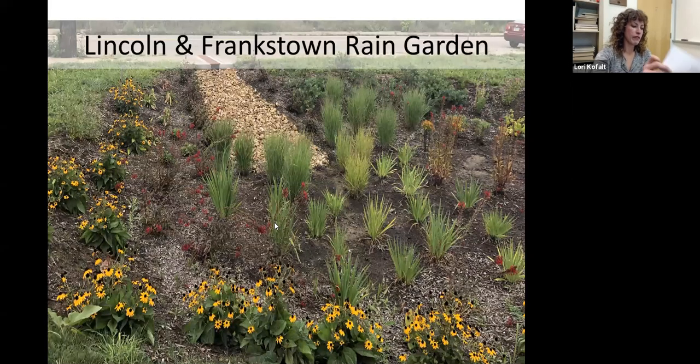So now that we've learned about what's going on with pollinators, I would like to highlight some of the projects that the Conservancy has implemented recently involving pollinators and planting plants that are beneficial. So I'm going to start with this rain garden project, which is at the intersection of Lincoln and Frankstown Avenues in Lincoln-Larimer neighborhood. This project was started in 2019 and completed installation this year, so just this summer actually.